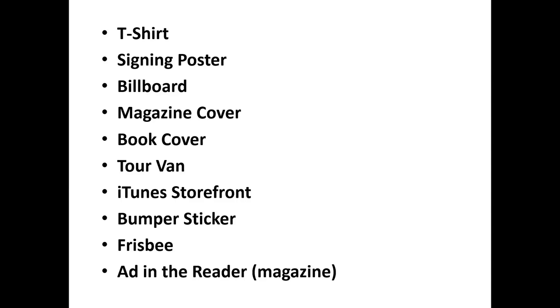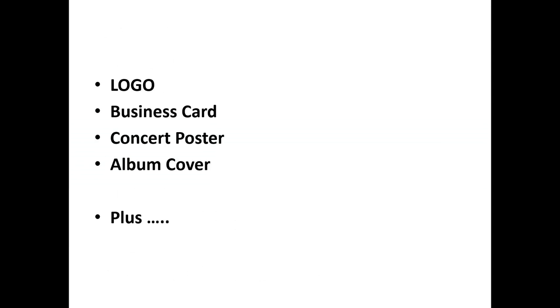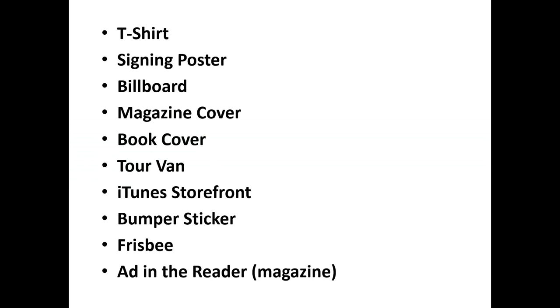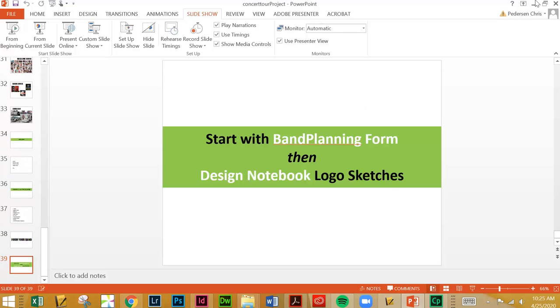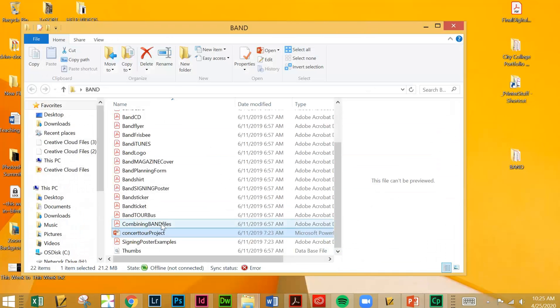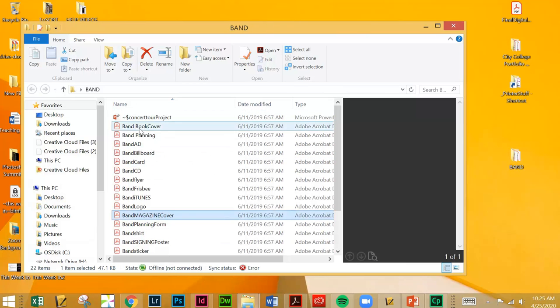Now, in future weeks, I will be posting the assignment sheets with all of the details for every single one of these. But once again, the only required pieces are everybody does a logo, a business card, the concert poster, and the album cover, and then you'll pick 2 of these other items. Now, to form the band, you're going to be starting first with filling out this PDF band planning form, and then you're going to record a screencast walking me through your band planning form. So let me show you here.